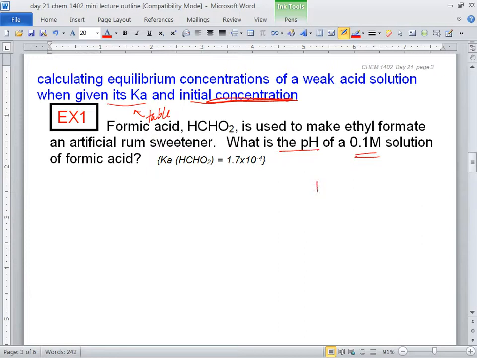So how do I calculate pH again? pH was the negative log of H plus. I gave you these equations, but I'm just driving at this: we've got to somehow figure out what this is, and then we'll plug it in. So how are we going to find it?